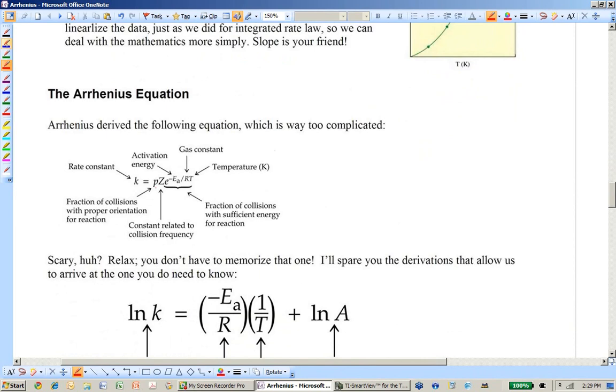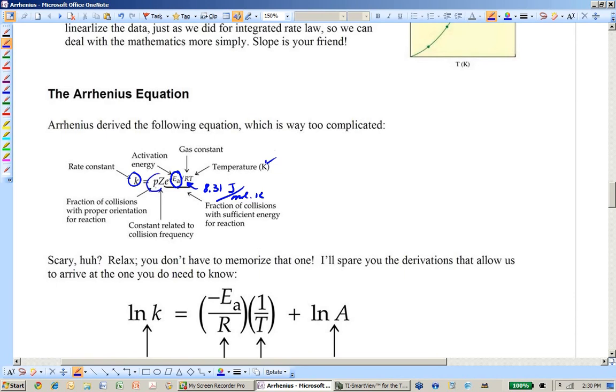All right, so Arrhenius derived the following equation, which is way too complicated and very frightening, but let me decode it for you. There's something you know, rate constant. Here's something you know, activation energy. Ignore the minus sign for the moment. Hey, there's R. This must be the energy R, though, since we're talking about activation energy. So this is the 8.31 joules per mole Kelvin R. And this temperature here is obviously in Kelvin. They gave us a little K there to remind us of that.